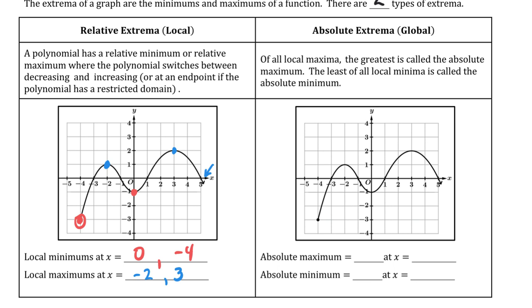All right, let's look over here at absolute extrema. That means looking at the whole graph from left to right. What is the highest it goes? That would be a maximum. What is the lowest it goes? That would be a minimum. And look what it's asking.